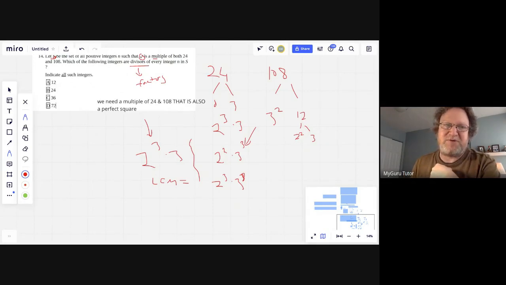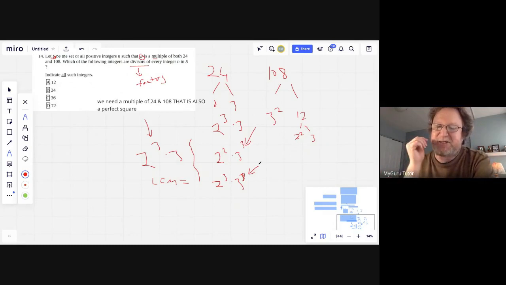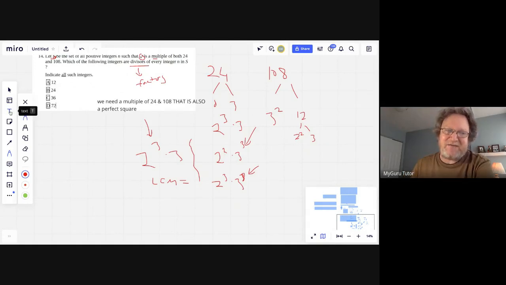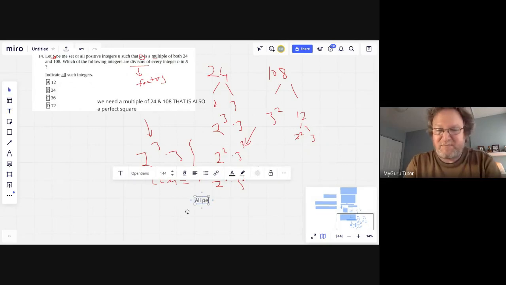How do we know that 2 cubed times 3 cubed is not a perfect square? Because we don't have an even exponent here, right? You can't easily take a square root of 2 to the 3rd power, right? Because what's the square root of 8? The square root of 8 is going to be like 2.6 or 2.7 or something like that, right? You can't take the square root of 27 either. If you want to have a perfect square, you're going to need to have an even exponent, right?